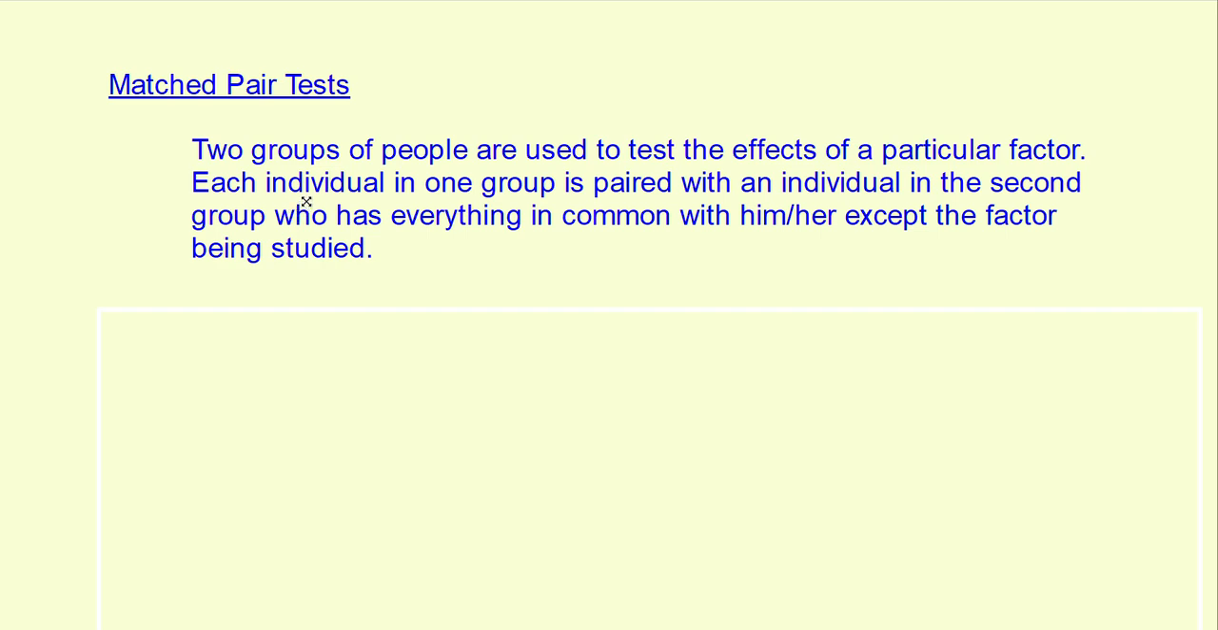Okay, now obviously, this kind of comes with its limitations. You're not ever going to have everything exactly the same, but as much as possible. And the whole idea of this is to try and control the extraneous variables.